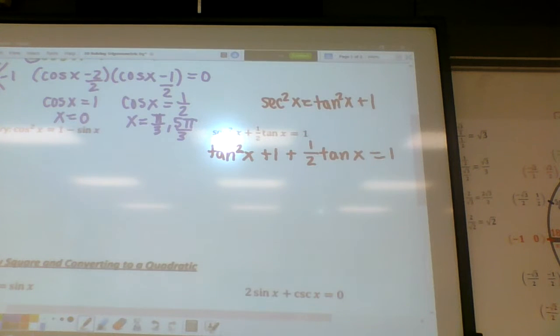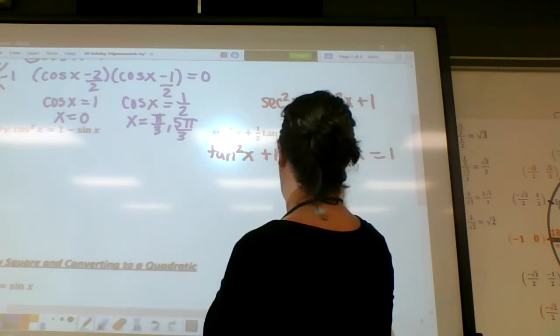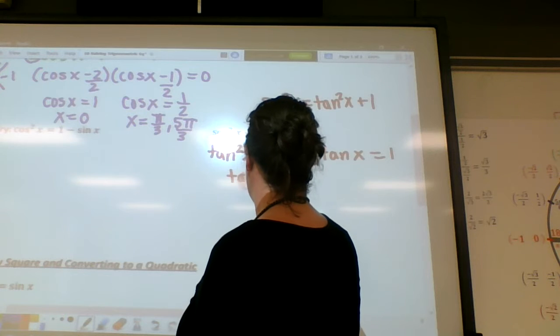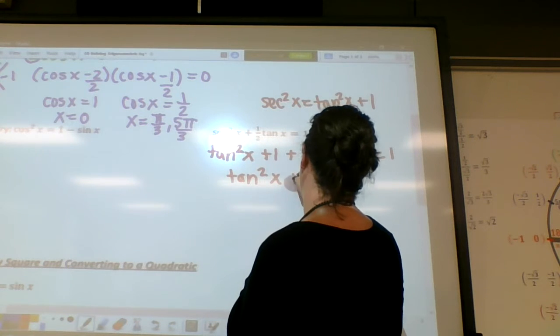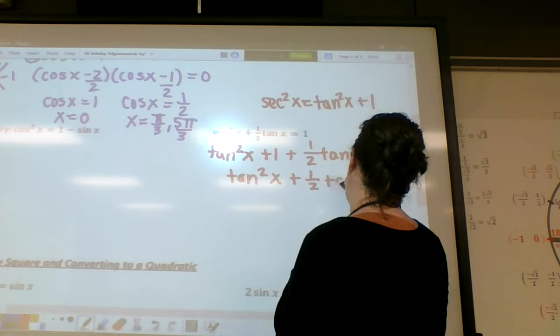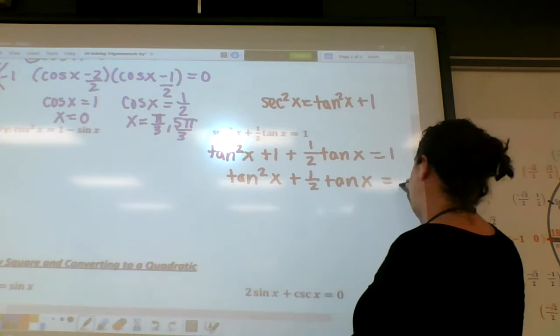All right, where to go from here? That's the Pythagorean identity, rewriting it, and then this could have been a question from yesterday. Subtract the 1. And what's really nice is this one and this one will both subtract and you'll end up with zeros, won't you? So we'll have tangent squared of x plus 1/2 tangent of x now equal to 0.